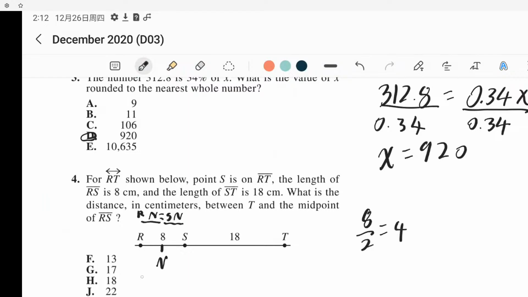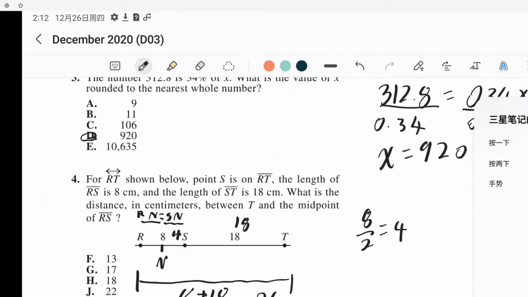So on this total distance, which should be 8 plus 18, we have 26 centimeters. And then from point N, we have 4 and 18. We want to know the distance between T and the midpoint of RS. Therefore, we can either subtract 4 from 26, or just do 4 plus 18. Either way, we should get 22 centimeters, which is J.